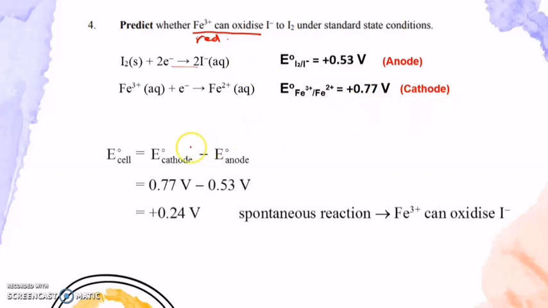Now we want to prove it by using this formula. We just substitute into the formula E° cell equals E° cathode minus E° anode, and we will get the value of positive 0.24 volt. A positive value means it is a spontaneous reaction, so it proves that Fe3+ can oxidize I-.